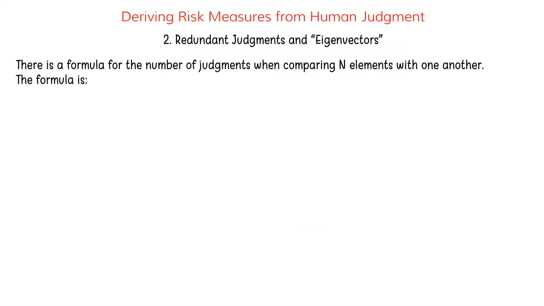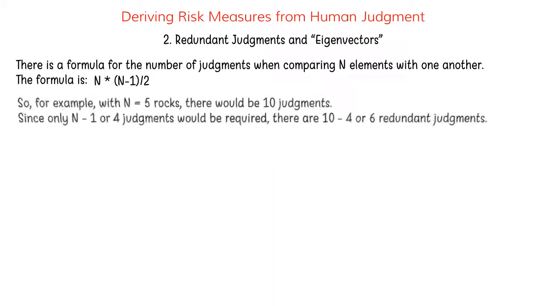There is a formula for the number of judgments when comparing n elements with one another. The formula is n times (n minus 1) all over 2. So for example, with n equals 5 rocks, there would be 10 judgments.